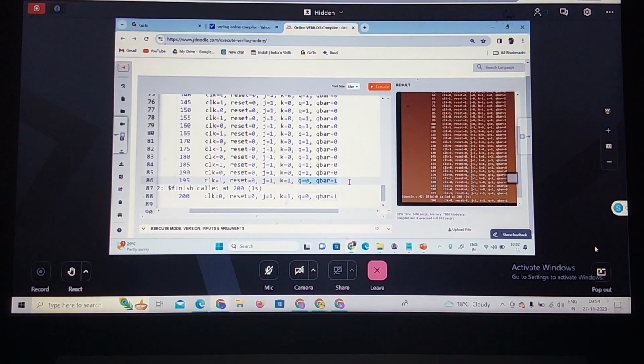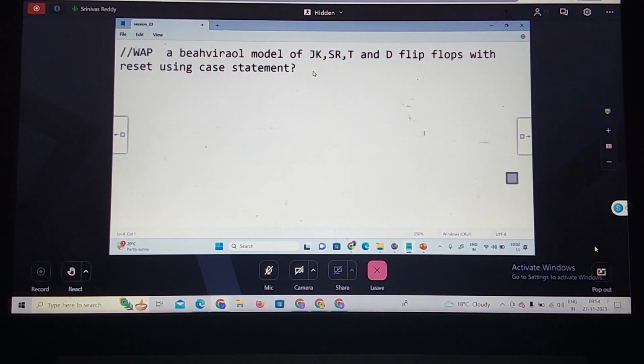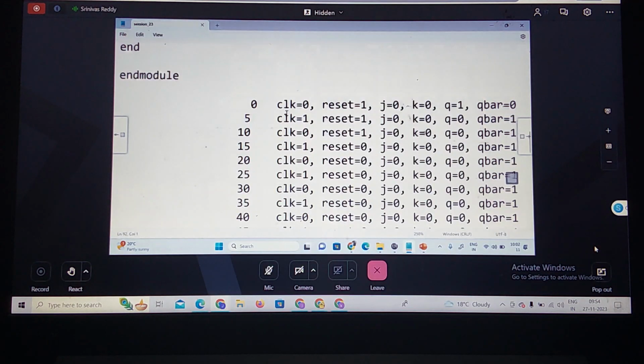Did you understand this program? Similarly, you can write the program for the SR, T and D flip-flop with the reset. In the last session, we wrote the program without reset. Now you can write it, run and verify the simulation result for SR, T and D flip-flops.